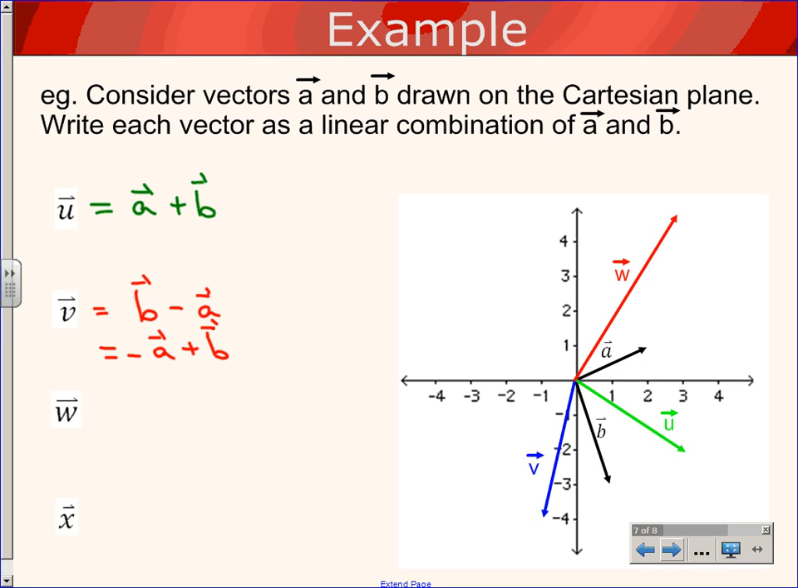Let's see if I can draw it in. I can do it like this. Here's vector b. I'm not going to put an arrow on it just in case I want it to go another direction. But here's vector b, so I'm allowed to use that. And here's a vector a as well.